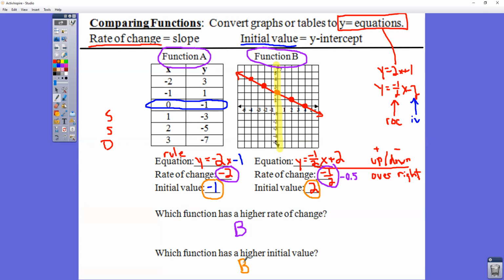Are they always going to be the same letter? No, they're not. That's just a coincidence. Sometimes it happens, sometimes it doesn't.